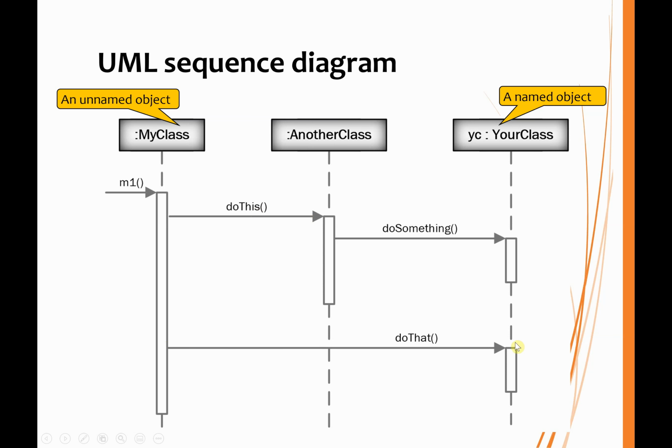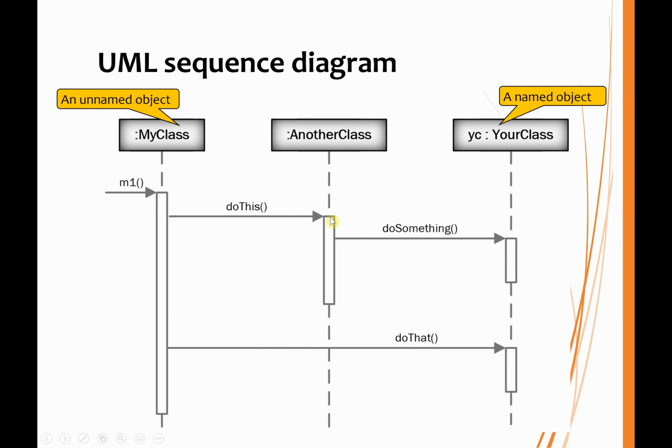do that. When do this is called, we can see that it's going to call do something over in this object. And later on, when do that is called, that will be in the same object as the do something, but it's called at a later time. The actual length of these rectangles is not really significant, but the relative length tells us when they start and finish, relative to the start and finish of other methods.